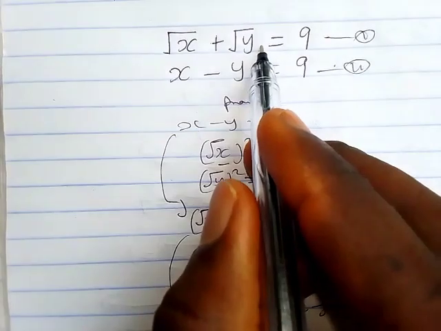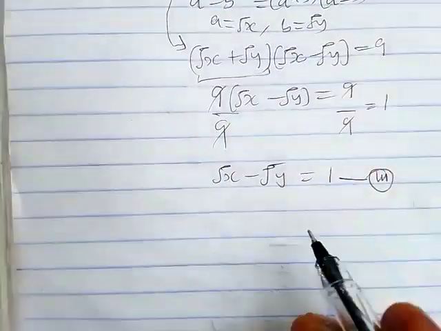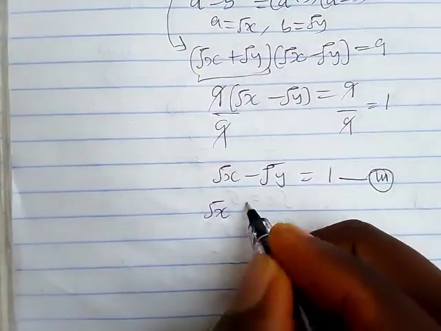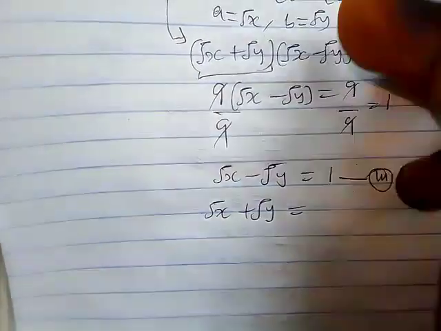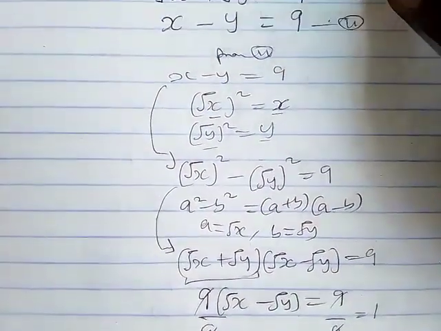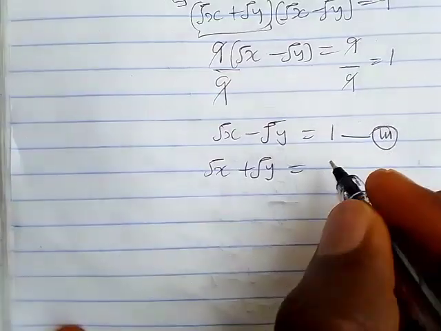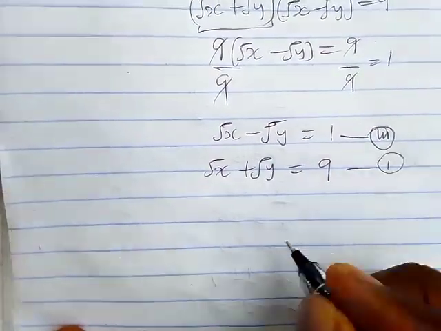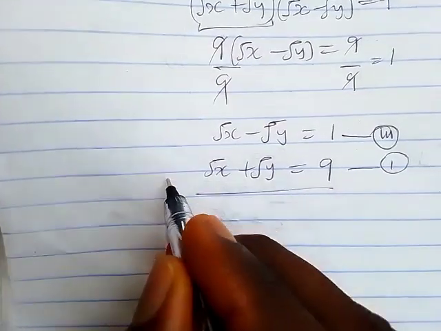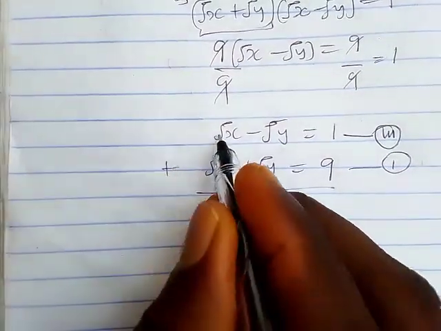So we are going to utilize equation 1 because they look alike. We have square root of x plus square root of y equals 9, which is what we have in equation 1. So we are going to add these using the elimination method. So we just add these two equations.